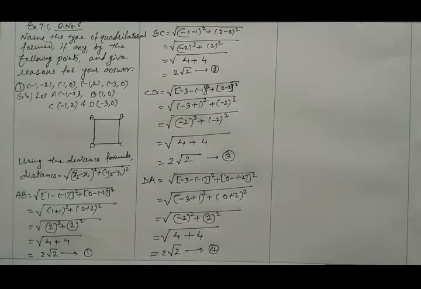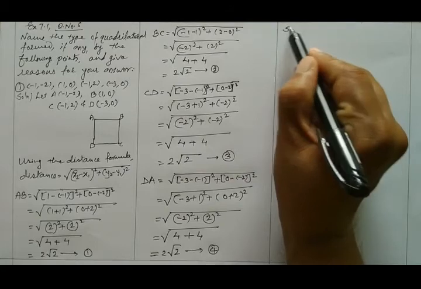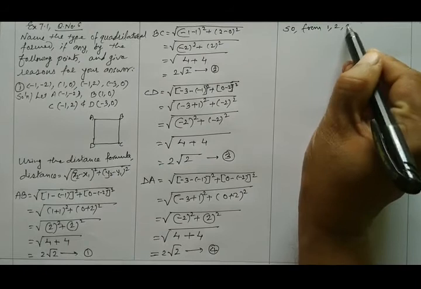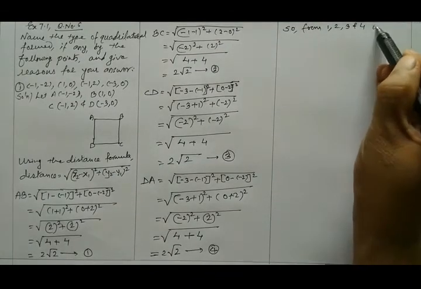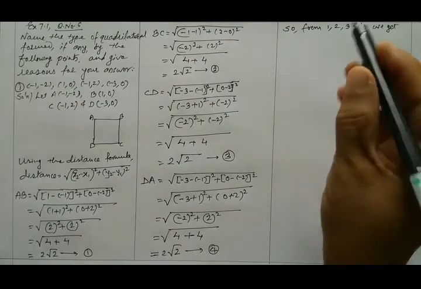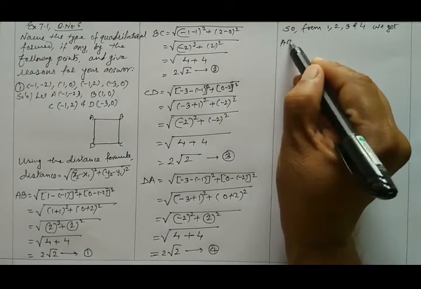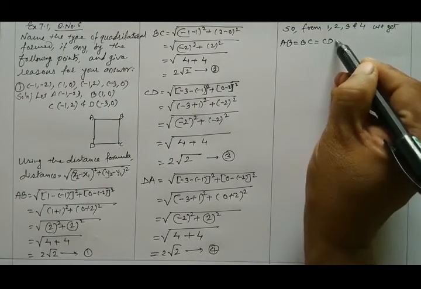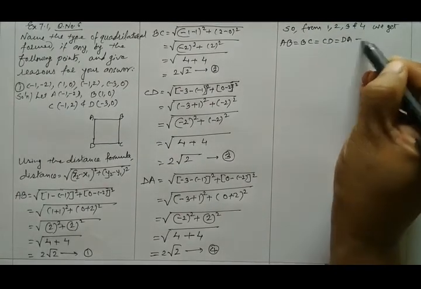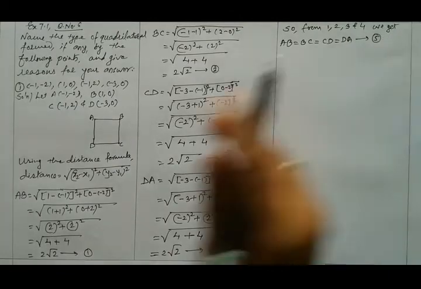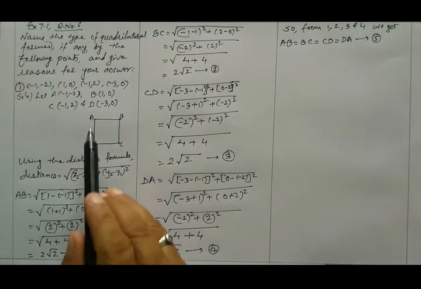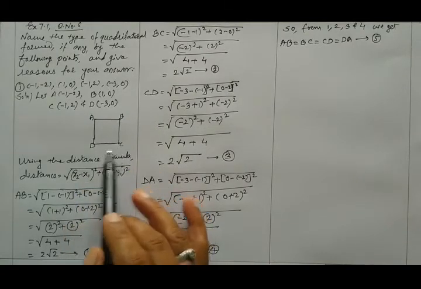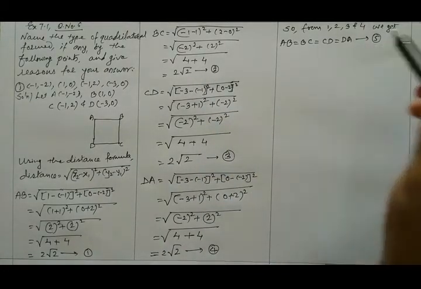So from 1, 2, 3 and 4, we get AB is equal to BC is equal to CD is equal to DA. You call this result number 5. So we have found the distance between the two vertices, that is the side. So length of side AB, length of side BC we calculated, and here it turns out to be same.